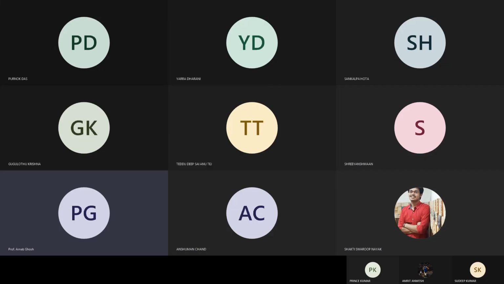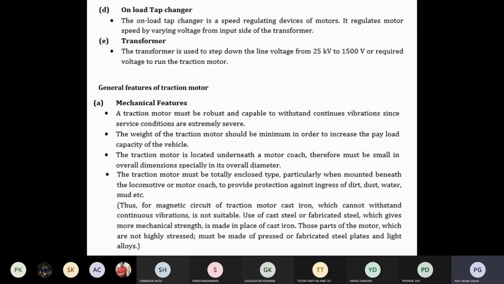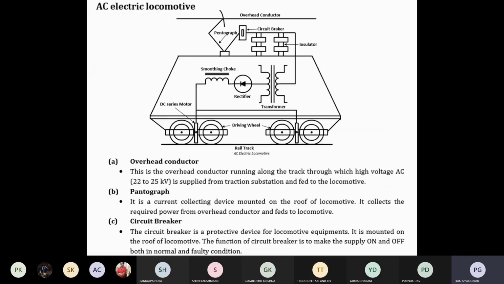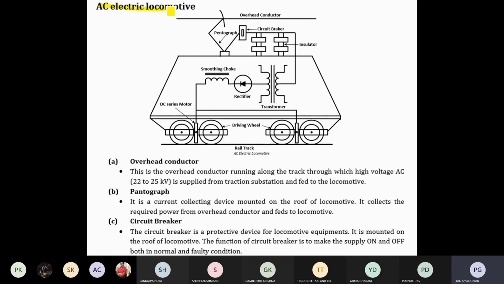So today I'm going to discuss the bending portions of the tractions. In my last class I discussed the very basic idea and structure of the AC electric locomotives, which have different parts.